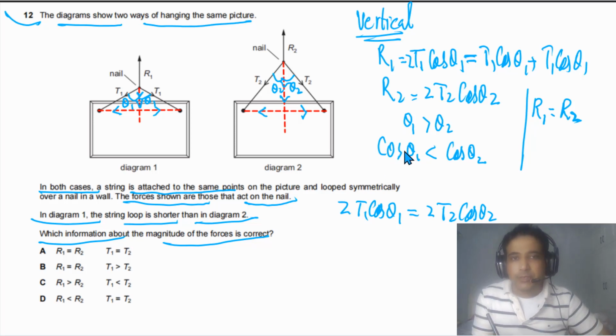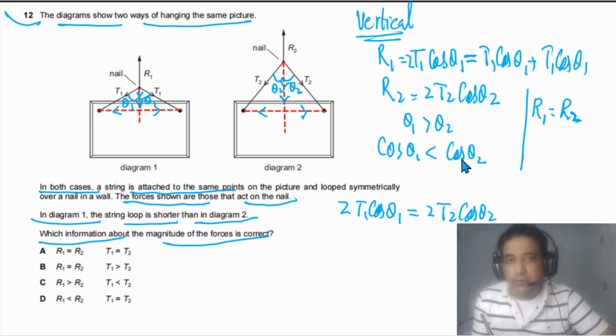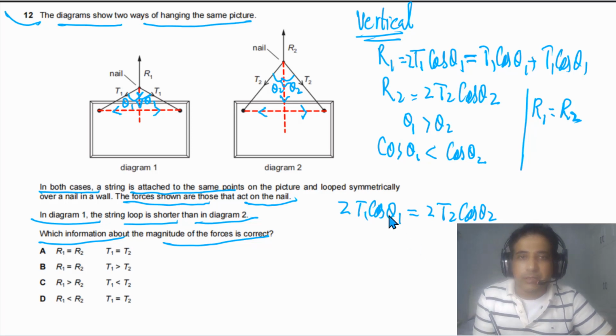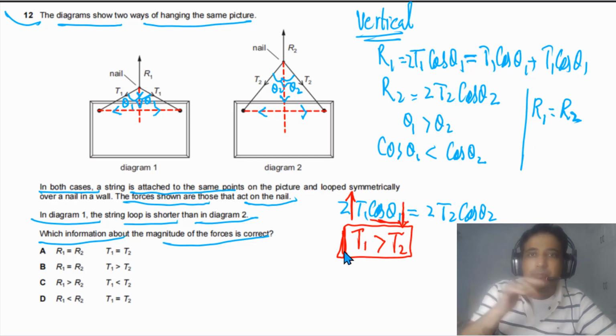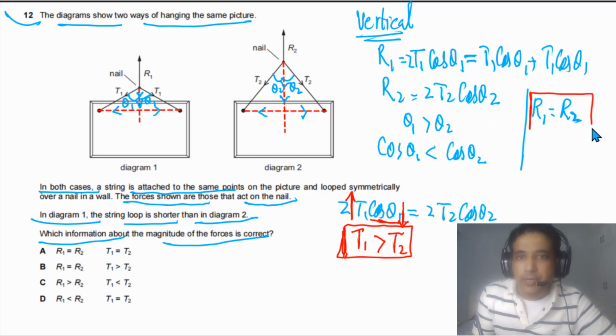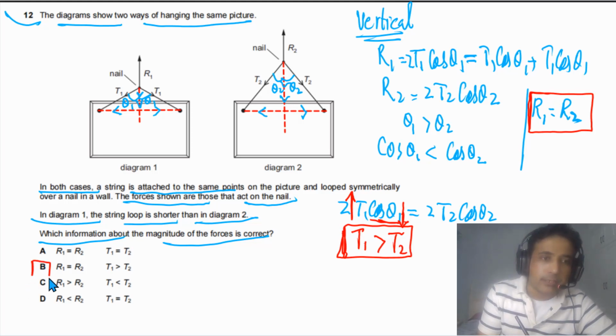If cosine of theta 1 is smaller than cosine of theta 2, it simply means that this part decreases, so this one has to increase. So T1 has to be greater than T2, and R1 is equal to R2. Why? Because the same picture is hanging, so the force of gravity acting on this picture is the same. So the answer for this question has to be B.